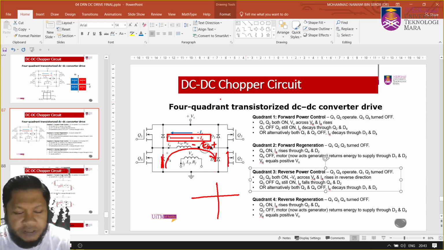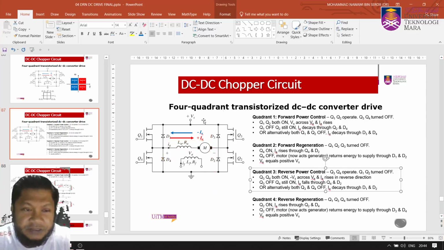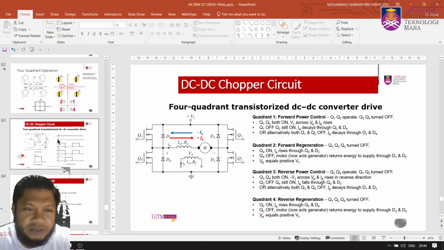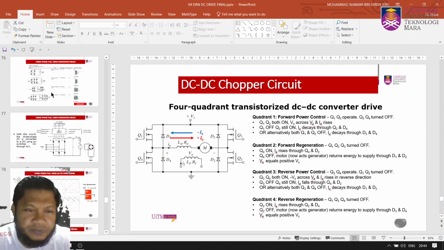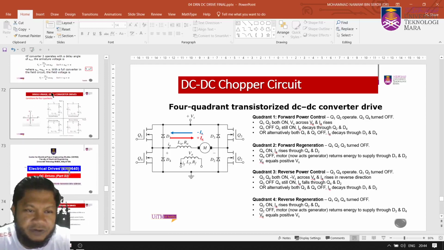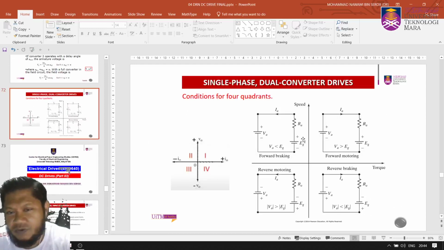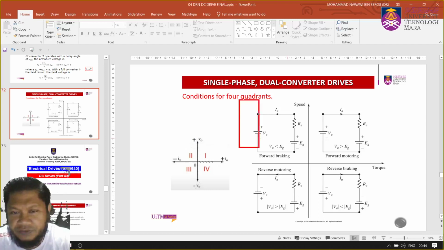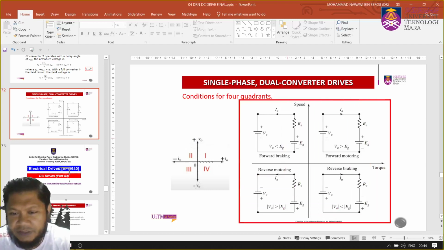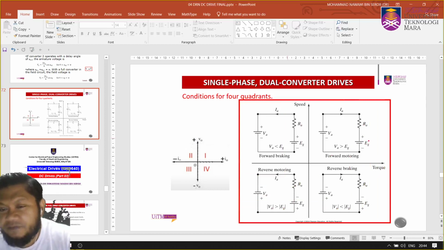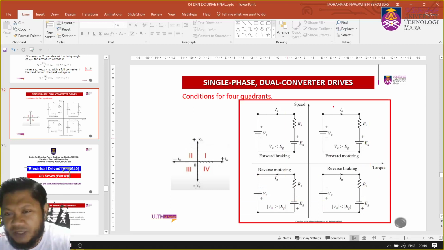Remember the 4 quadrant just now? That's why I keep on reminding you of this. The best way is to refer to that quadrant. It's the best way to memorize everything, because the polarity of the back EMF is also important for you to understand the current. Is it current rise or current reduce? So look at that.